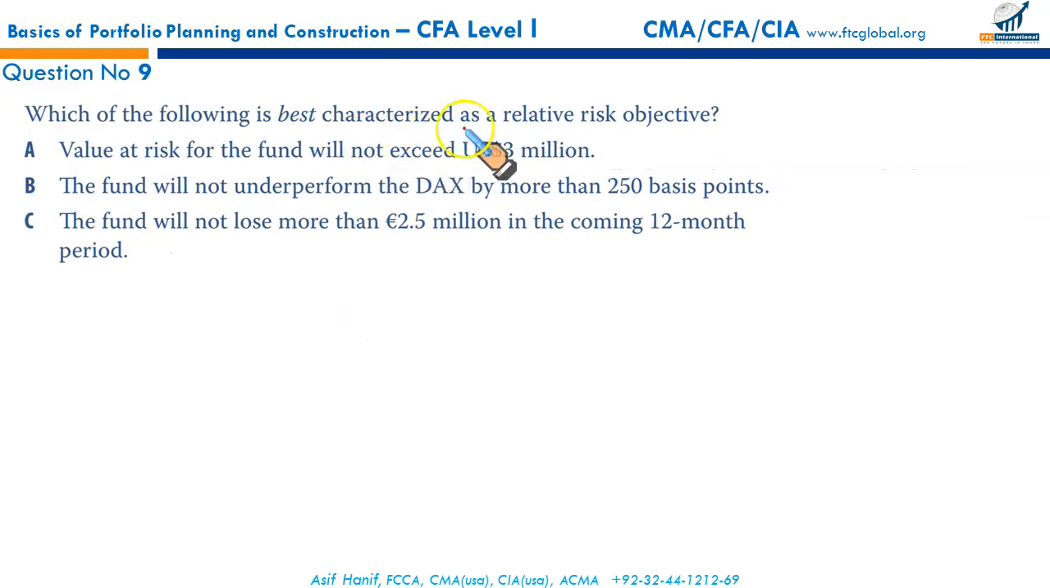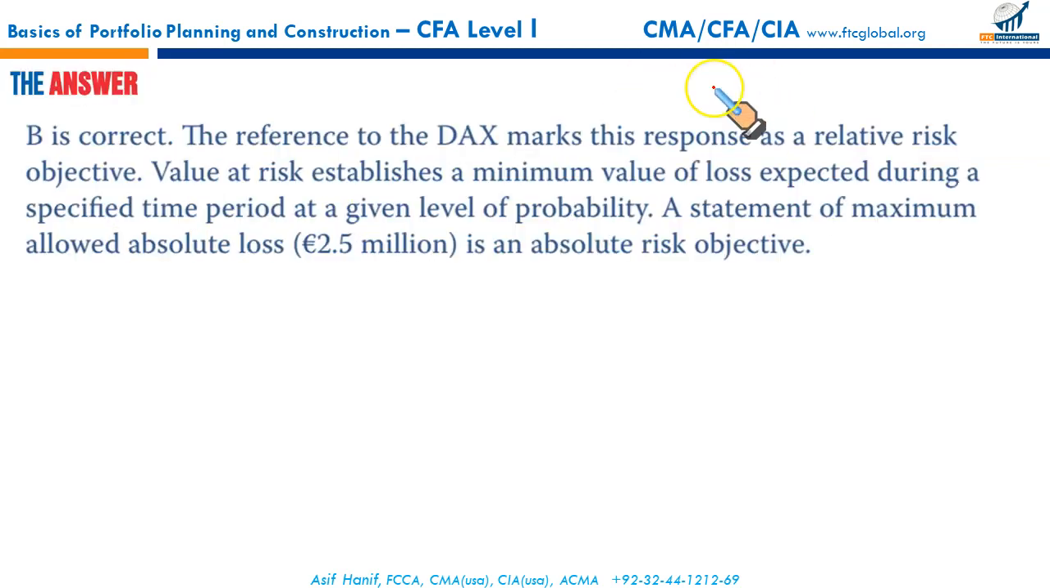Which of the following is best characterized as a relative risk objective? Value at risk for the fund will not exceed 3 million. This is the absolute measure, not the right option. The fund will not lose more than 2.5 million euros in the coming 12 months. That's again a statement of maximum allowed absolute loss. It's an absolute risk objective. And the fund will not underperform DAX by more than 250 basis points. That is a relative risk objective, and hence that is our right answer.